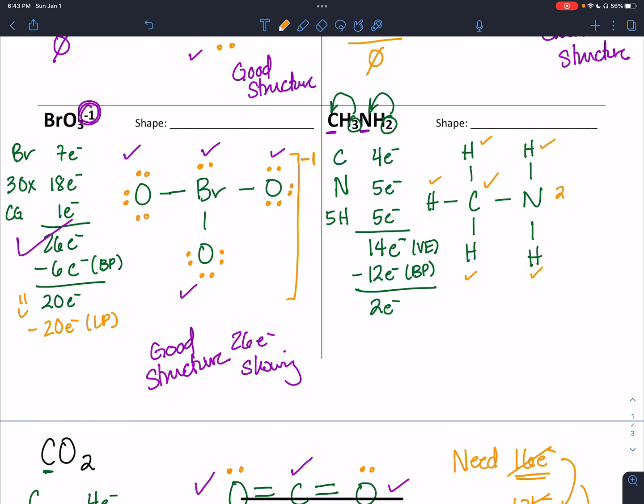All right, so all I need to finish the structure are 2 electrons. And if I look, that's what I've got. So I'm going to put those 2 electrons in as a lone pair on that nitrogen. All right, so it's going to look like this. So it seemed a lot more complicated than it turned out to be. All right, we should check our work though.